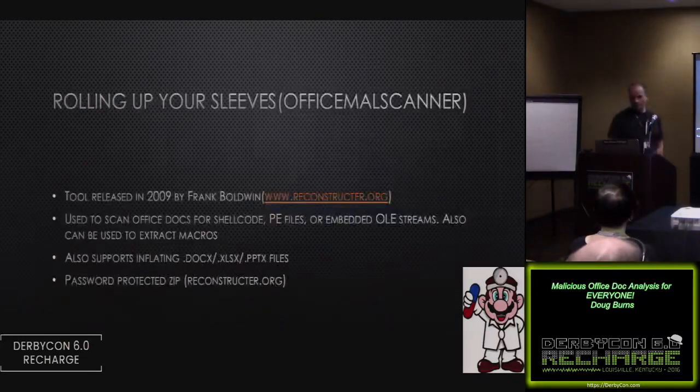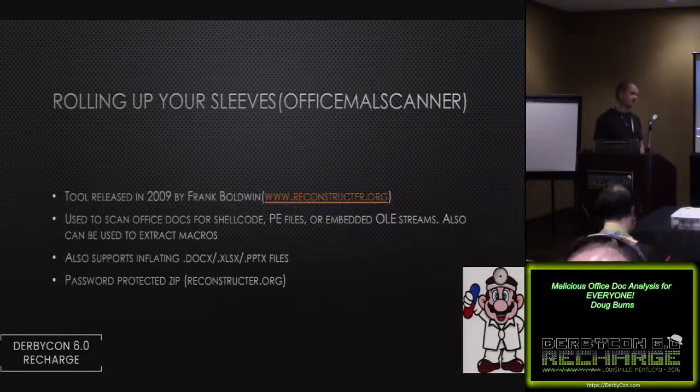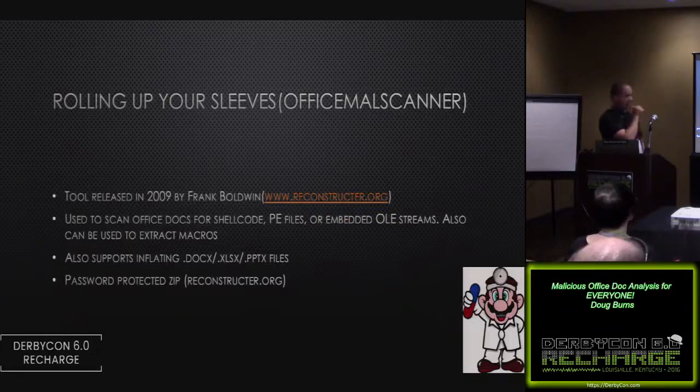So once we do that, then we've decided that we don't have any information from VirusTotal. Nobody's given us indicators or anything like that. Or maybe it's not even showing up in VirusTotal. Now what you're going to do, if it's an Office document, you're going to use OfficeMalScanner. It's a great tool. I've used it a lot. It was a tool released in 2009 by Frank Boldewin. His website is reconstructer.org. It can be used to scan Office docs for shellcode, PE files, embedded OLE streams, and can also be used to extract macros.